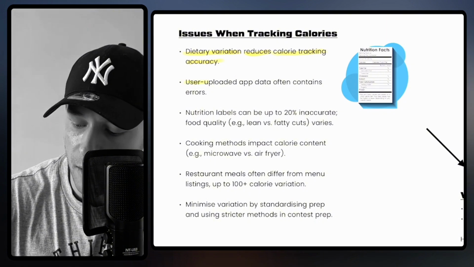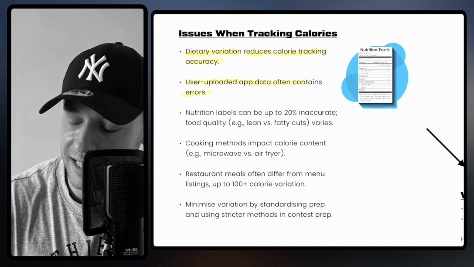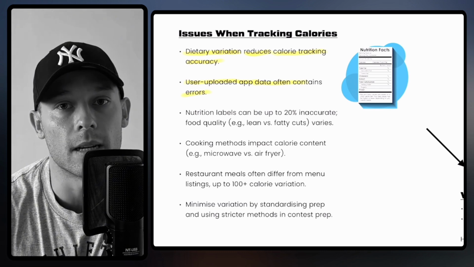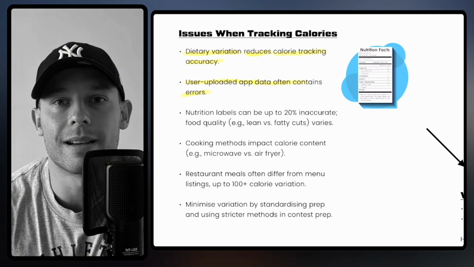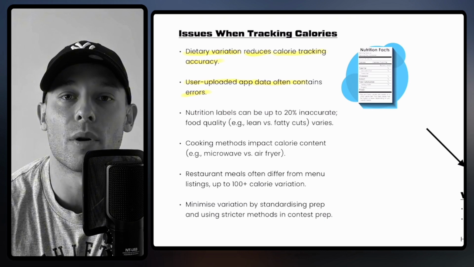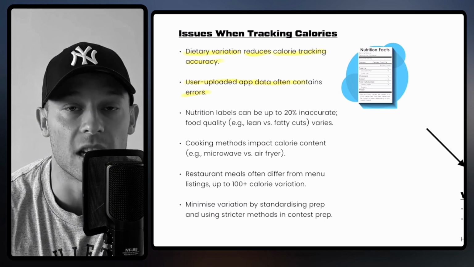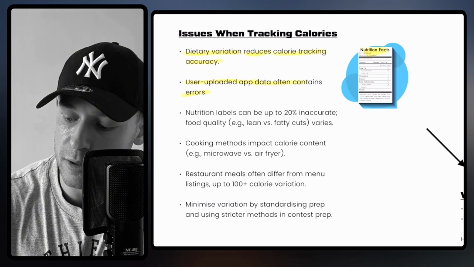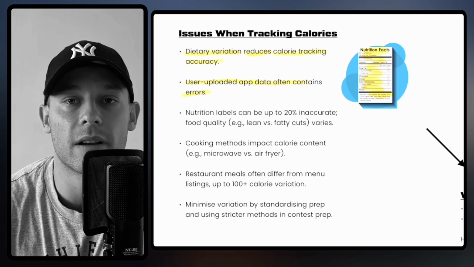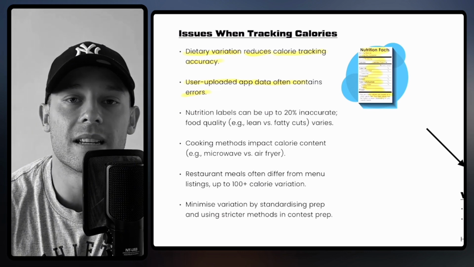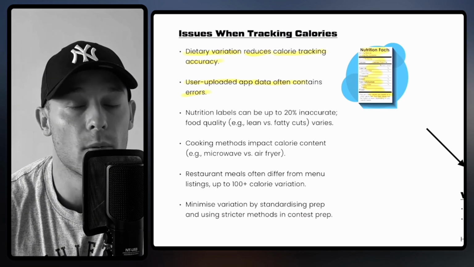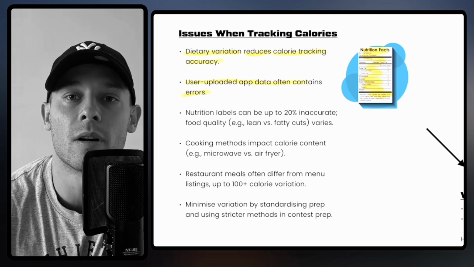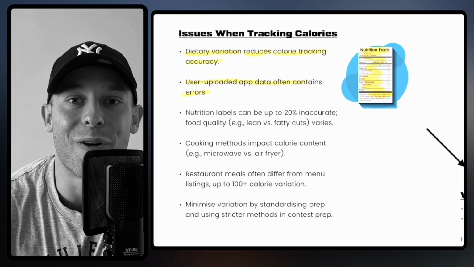Number 2, user uploaded app data often contains errors. So even though I do recommend MyFitnessPal or Chronometer, they often do contain errors because at the end of the day, we are humans, we are putting that data into a data log, and sometimes we do get it wrong. So you should always cross-reference the nutritional value table, which you can see on the back of any product that you consume, with the data that you have logged on that specific app. Or if you are using a food diary, again, just cross-referencing in case you put a 1 instead of a 2 for the number of grams for the total weight of that food or drink.